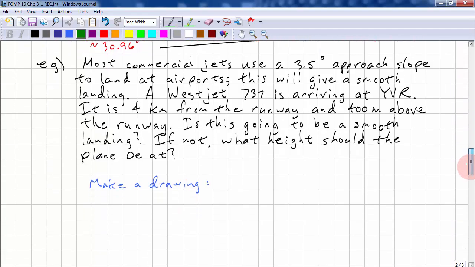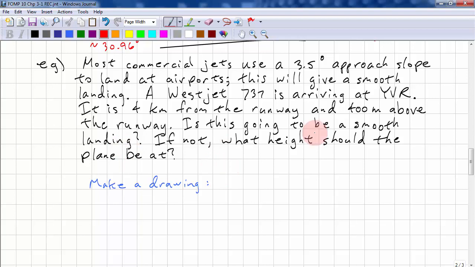Let's look at some problems. Most commercial jets use a 3.5 degree approach slope to land at airports. This will give a smooth landing. And a WestJet 737 is arriving at YVR. It is 4 kilometers from the runway and 400 meters above the runway. Is this going to be a smooth landing? If not, what height should the plane be at for a smooth landing?